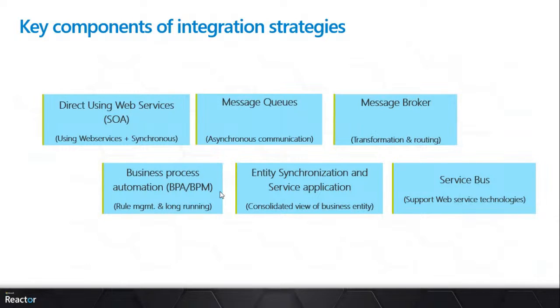So basically, it is a consolidated view of an enterprise-wide business entity, including synchronized update or consumption by different applications across multiple applications within the ecosystem. The best example of this particular strategy is exposing a virtual entity, a concept like a virtual agent, right? This is the best example of entity synchronization and service application. It is also a strategy for entity synchronization, as I mentioned earlier, right?